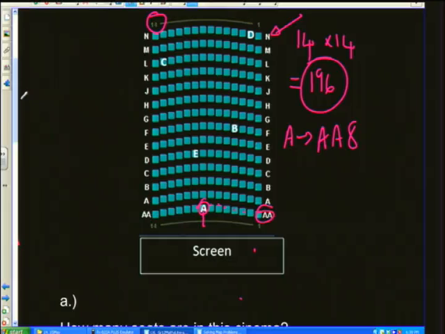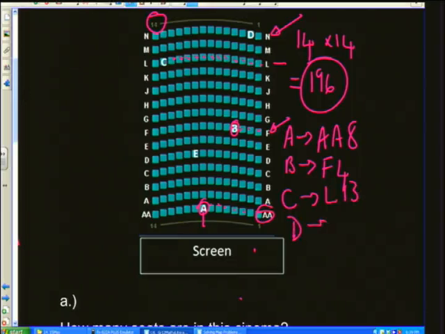Next one. B. B is row F. So if I'm sitting at spot B, I'm in row F, seat number 1, 2, 3, 4. C means I'm in row L, and seat number 1, 2, 3, 4, 5, 6, 7, 8, 9, 10, 11, 12, 13. And finally, D means I'm in row N, and seat number 2. Okay, now I'm going to get rid of all these markings, because I need to show some markings on here for my next question.